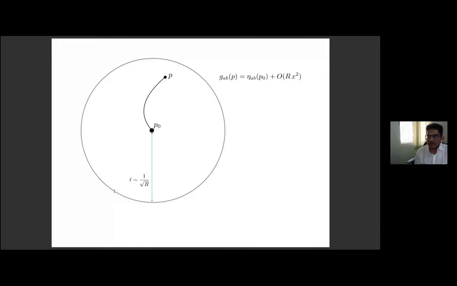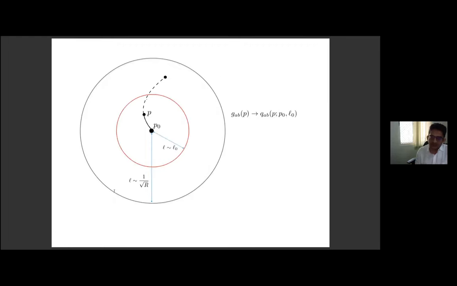And hence, what we are going to do is, for large distances, we are going to assume that the metric still is given by a Riemann normal coordinate expansion. Whereas at very small scales, it's given by an effective metric, which is going to be constructed by the tools I have just introduced, the world function and the Van Vleck determinant.